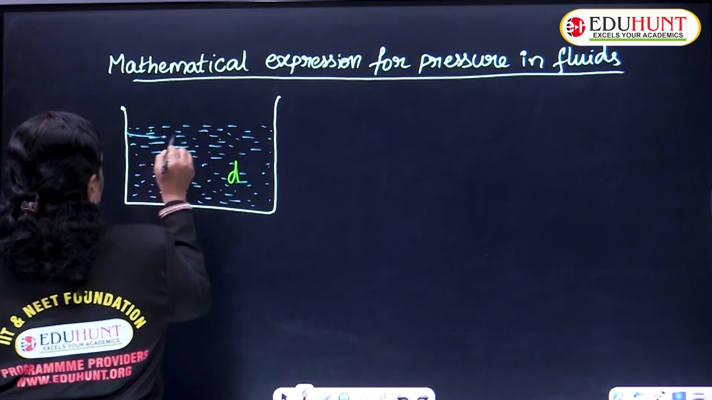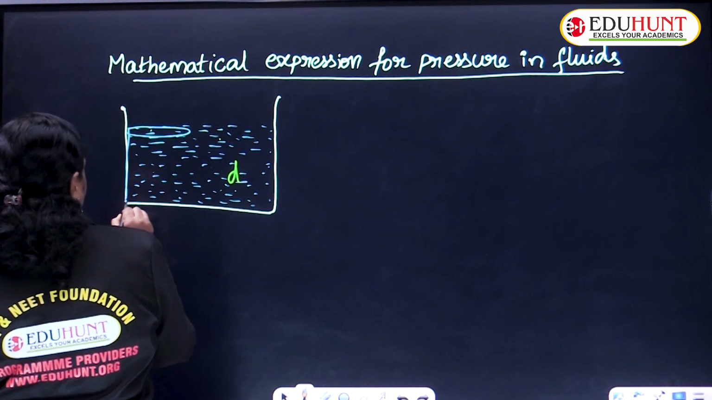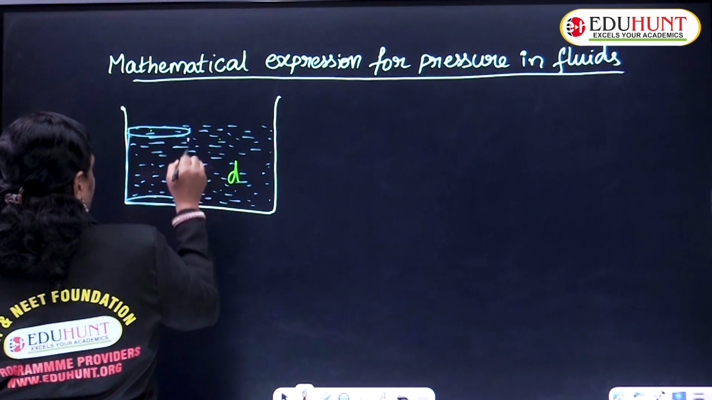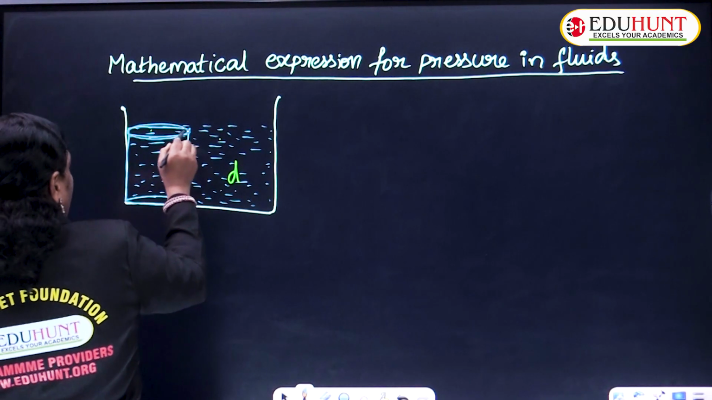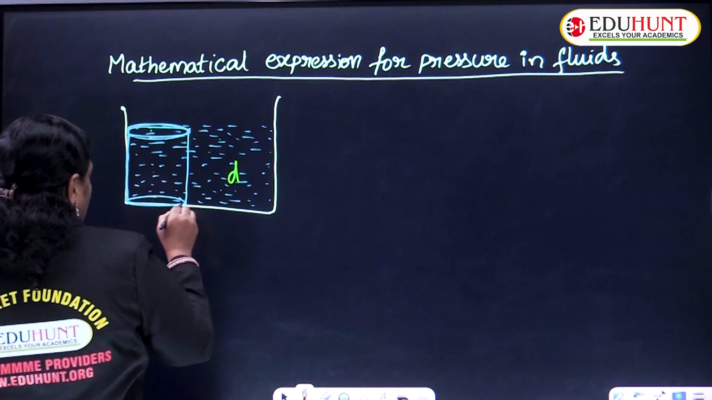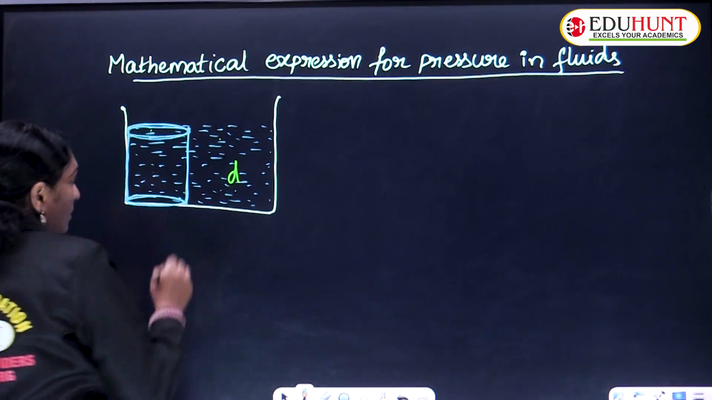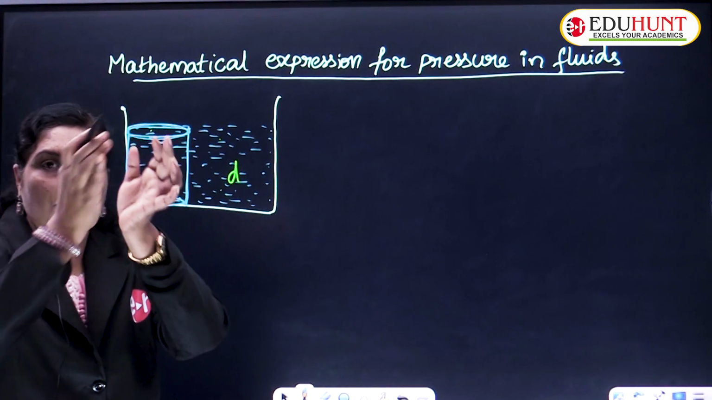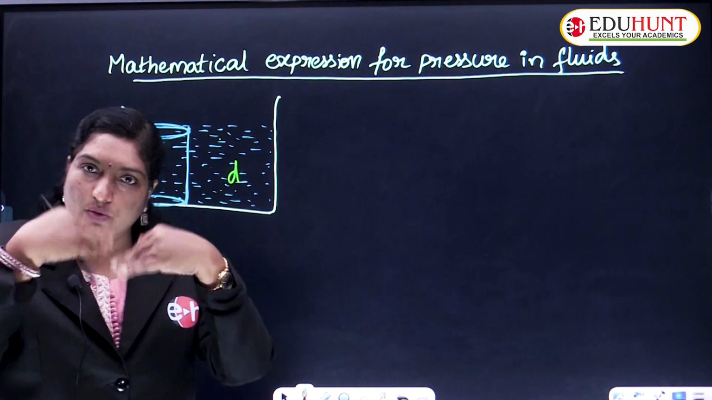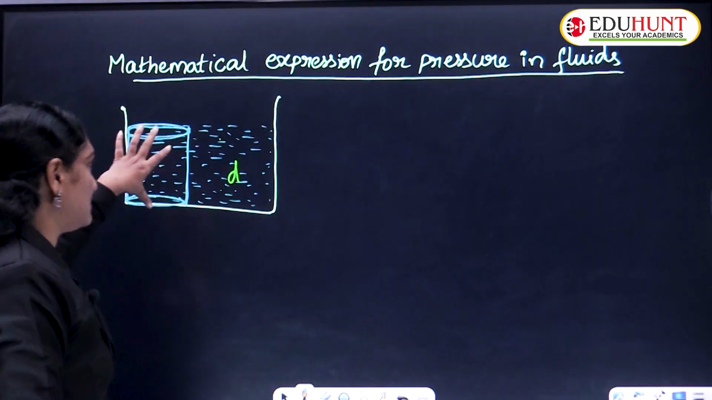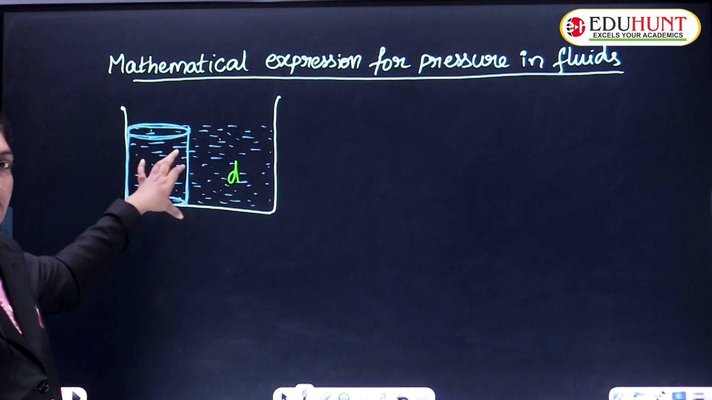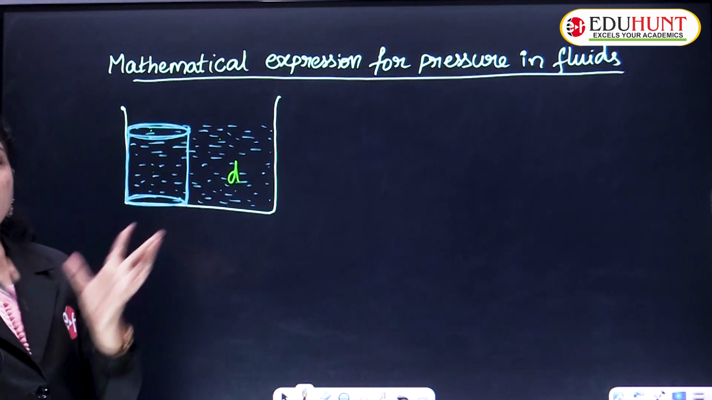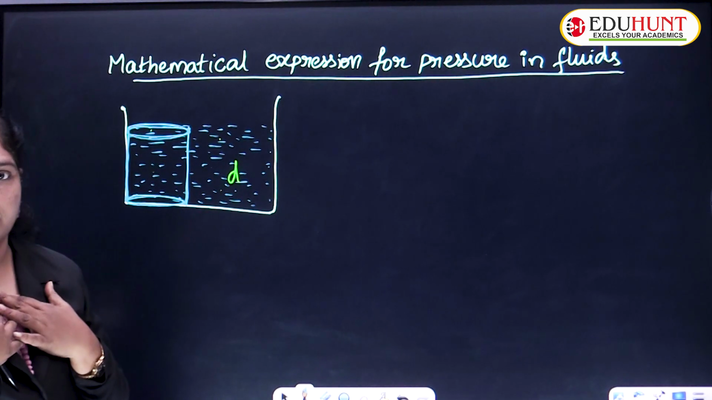I'll consider something like this, so you can understand in a better way. This is completely water. Among the complete water, I have considered only a small portion, and what shape did I consider? Some cylindrical portion of the water only. So this is imagination. No outside object is being kept. A portion of water in the shape of a cylinder I have considered.